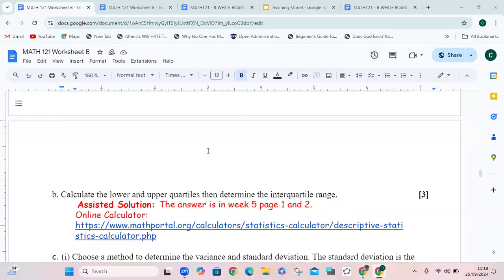So we're on worksheet B, number 10, part B. It says to calculate the lower and upper quartiles, then determine the interquartile range. How can we do that? We can go to week 5, page 1 and 2. Let's do that. So everyone should have week 5.